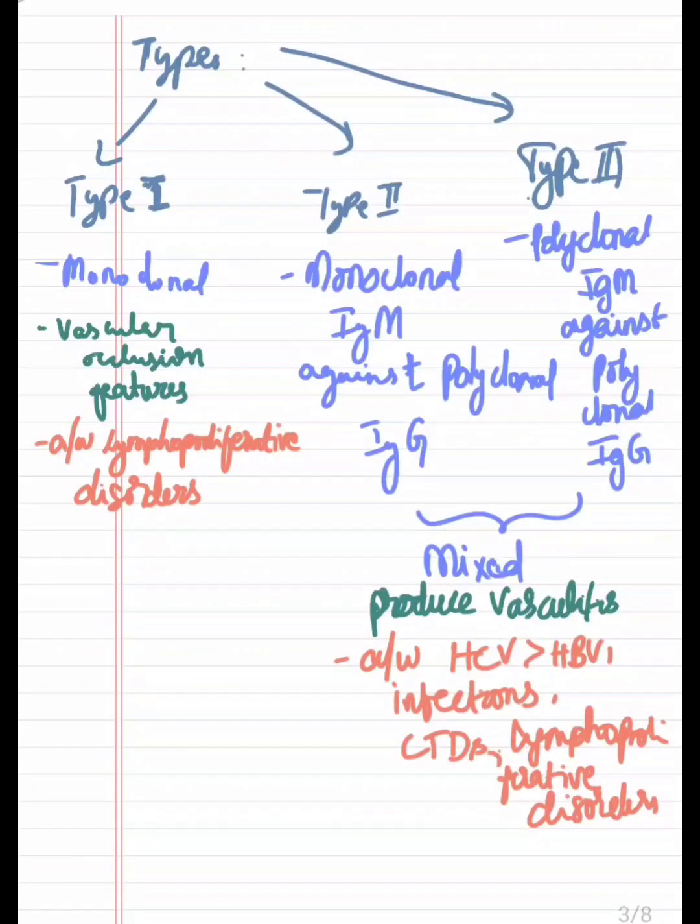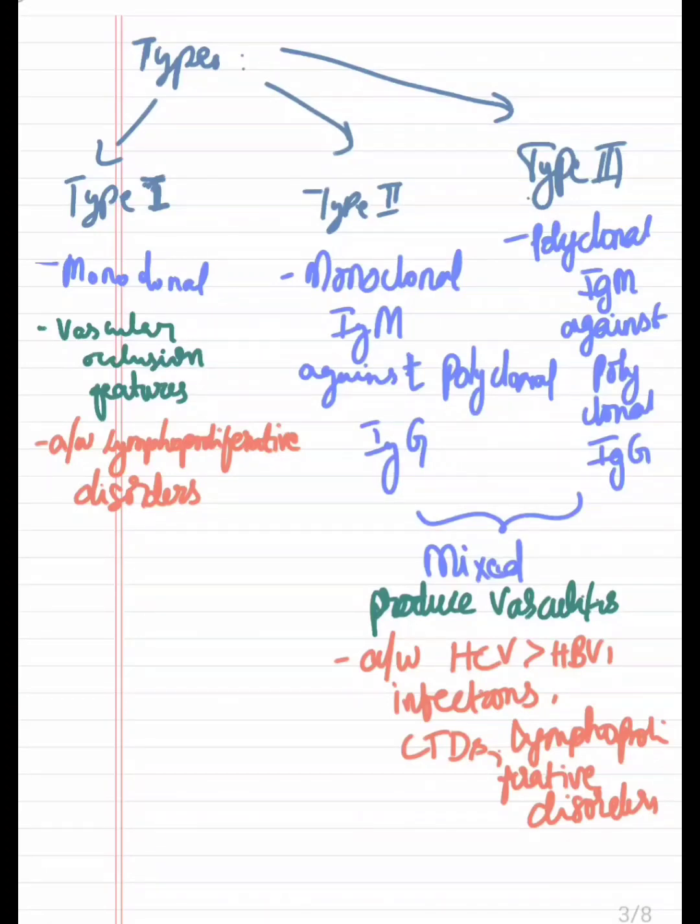Coming to the types of cryoglobulinemia, we've got three types: type 1, type 2 and type 3. Type 2 and 3 are together called mixed cryoglobulinemia. Type 1 is the formation of monoclonal antibodies. We've got IgM and IgG types, where the IgM type is most common, and these antibodies cause vascular occlusion and produce the features of vascular occlusion. This is most commonly associated with lymphoproliferative disorders and some plasma cell diseases.